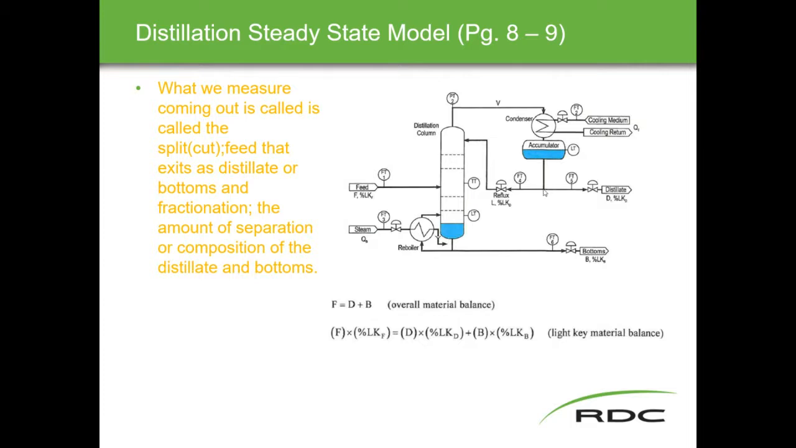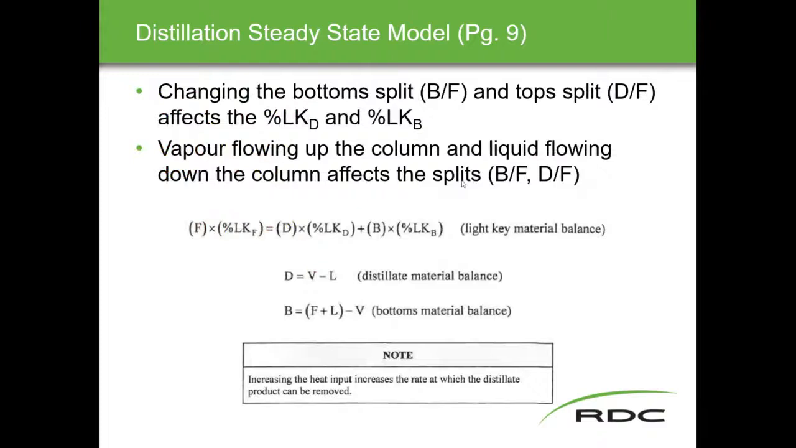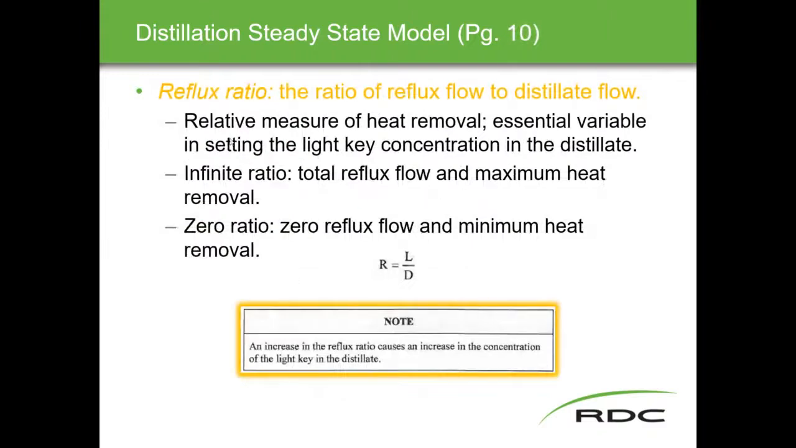And the reflux ratio is the ratio between how much we're taking out as product and how much we're putting back in to help us maintain our process. It's a relative measure of heat removal, fancy engineering talk here, but it's an essential variable in setting the light key concentration in the distillate, because it controls the temperature in those trays, and the temperature in those trays is what dictates how much is vaporizing at any given time.